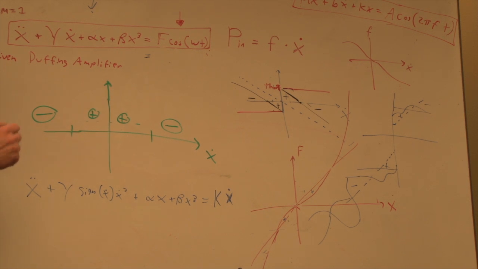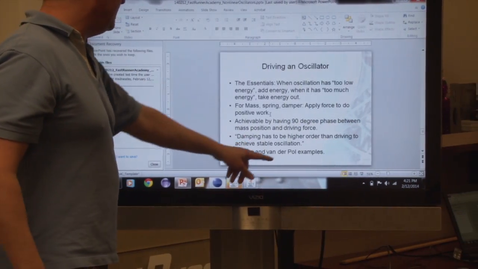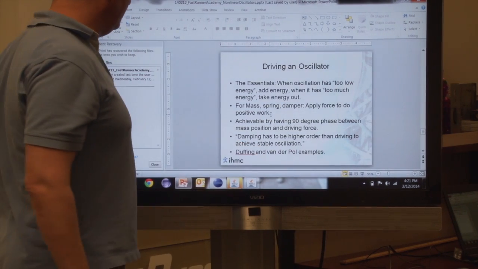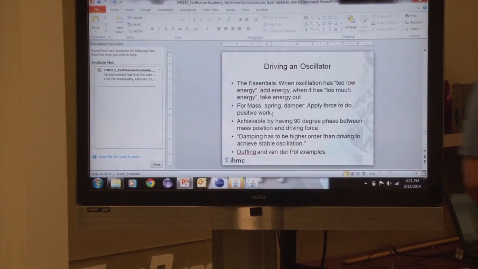Does that make sense? Okay, so I wanted to also show you, whenever you look up oscillators, you always hear about Van der Pol oscillators too. So I want to just look at what a Van der Pol oscillator is with respect to what we're talking about here. I think that's all I had.